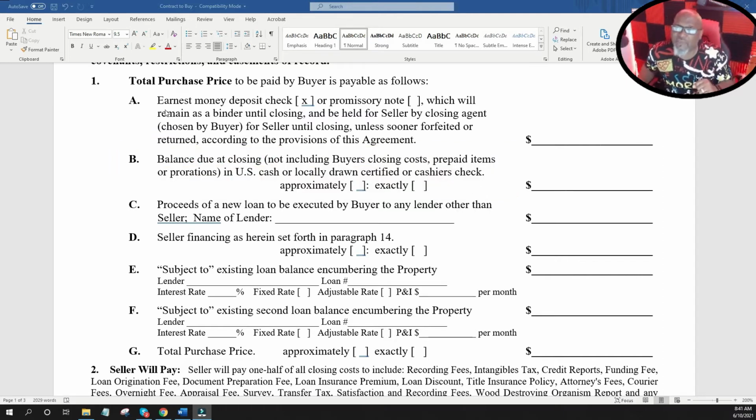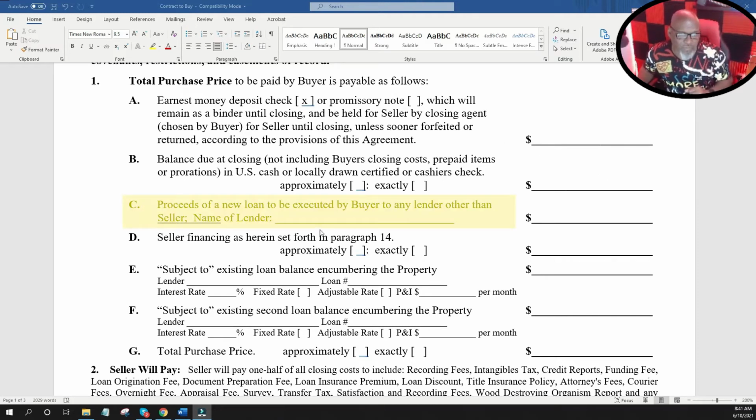So let's say you're giving the actual seller a total of $100,000 to buy this property. Well, you're giving $1,000 down. Well, that means that the balance due at closing is $99,000 because you already gave them $1,000 of the $100,000.